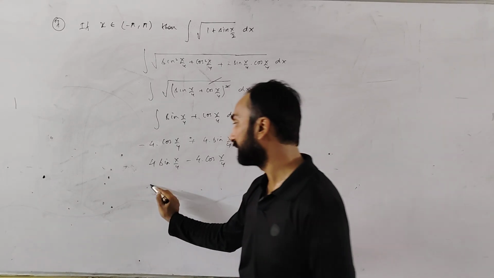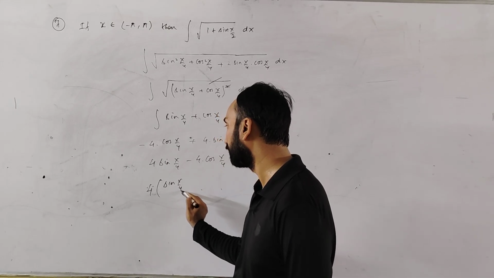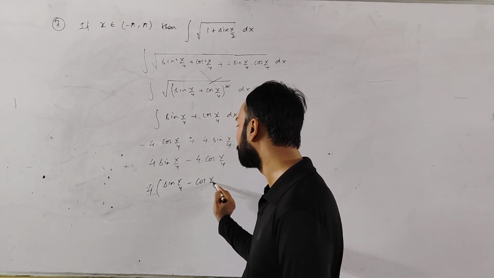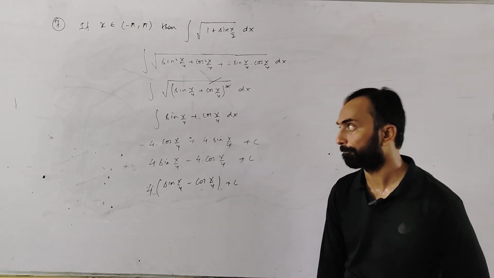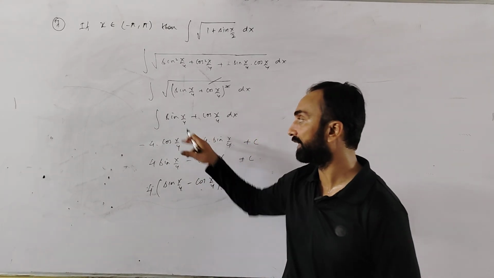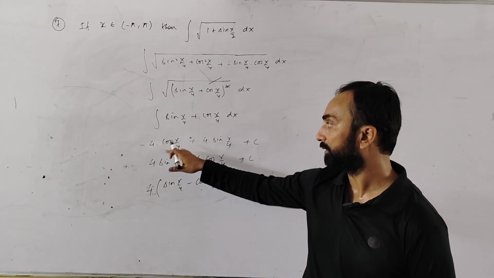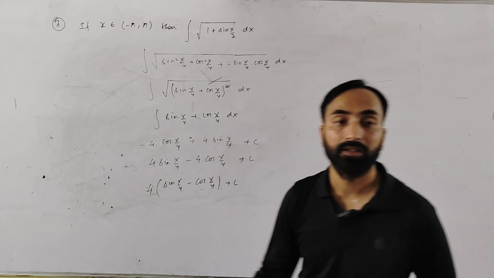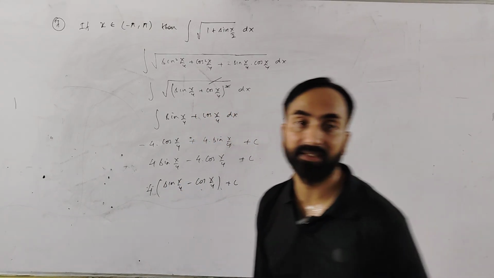Now I can take 4 as common. This can be written as sine x by 4 minus cos x by 4 and plus c, right? So this will be the final answer, right? Because we know sine x upon a, this will become cos x upon a, this will be correct, right? So this will come as 4 times of sine x by 4 minus cos x by 4 plus c.